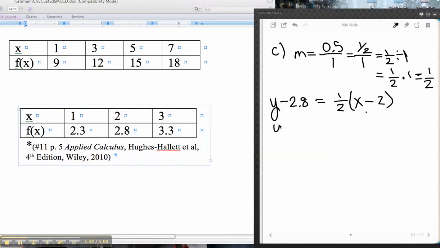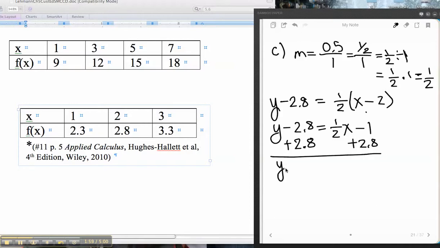And so now I distribute, so I have y minus 2.8 is equal to 1/2 times x, which is 1/2 x, and then minus 1/2 times 2, which is equal to 1. And then I'm going to move the 2.8 over, so we have plus 2.8 there and there. And now we have y is equal to 1/2 x, and then plus, and 2.8 minus 1 is 1.8. And so there's our new equation.